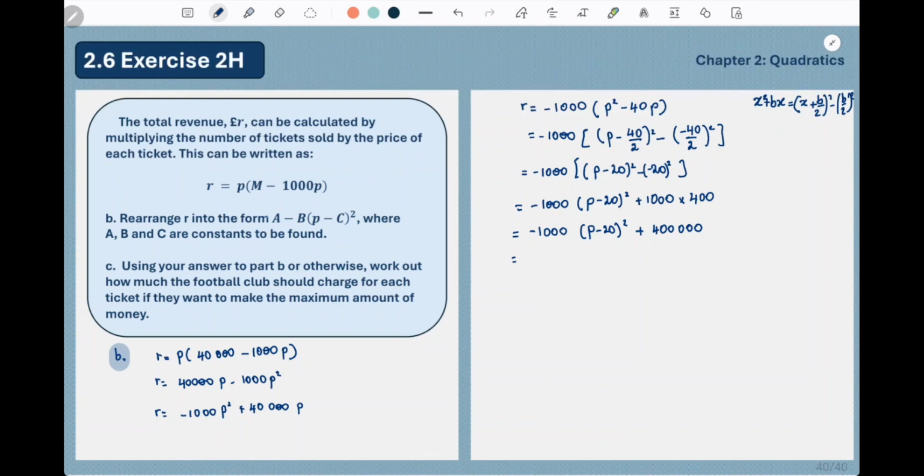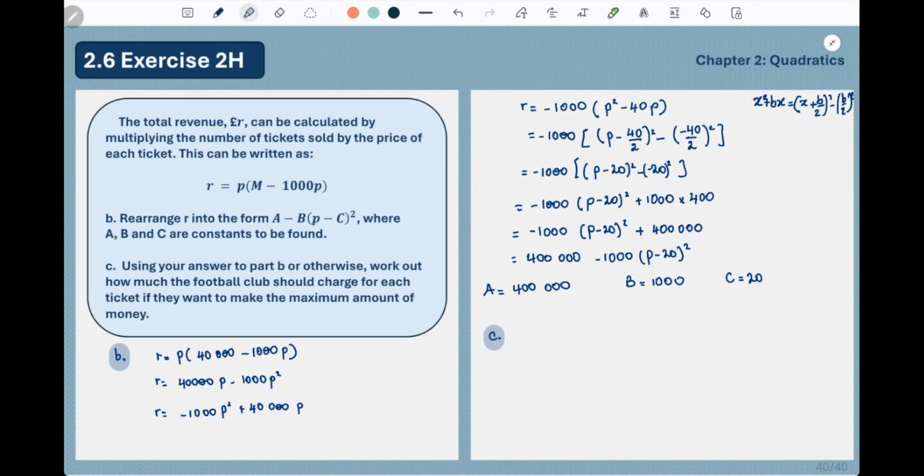So I'm gonna rearrange it in a way that it looks something like this. I'm just gonna swap the orders. So 400,000 stays here, I'll put it here, and this one becomes here. So I can comfortably select my A and B and C. So A, in this case, is 400,000. B, as you can see, is 1,000. There's a minus here, so it's not minus 1,000. And C is 20.